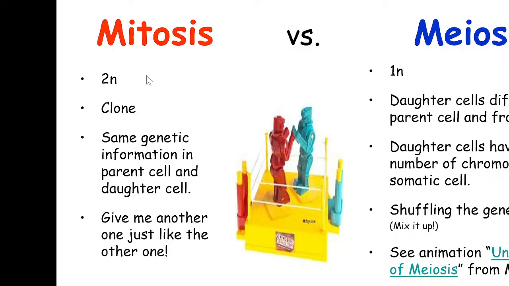Mitosis and meiosis. In mitosis, the daughter cells are diploid in nature, whereas in meiosis, they are haploid. In mitosis, the daughter cells are called clones, but in meiosis, the daughter cells are different from the parent cell, as parent cells are diploid whereas daughter cells are haploid. In mitosis, the same genetic information is carried on, but in meiosis, exchange of chromosomes occurs so that new characters come. Mitosis gives another one just like the other one; the same type of cells are formed. In meiosis, there is a shuffling of the genes and different variations take place.